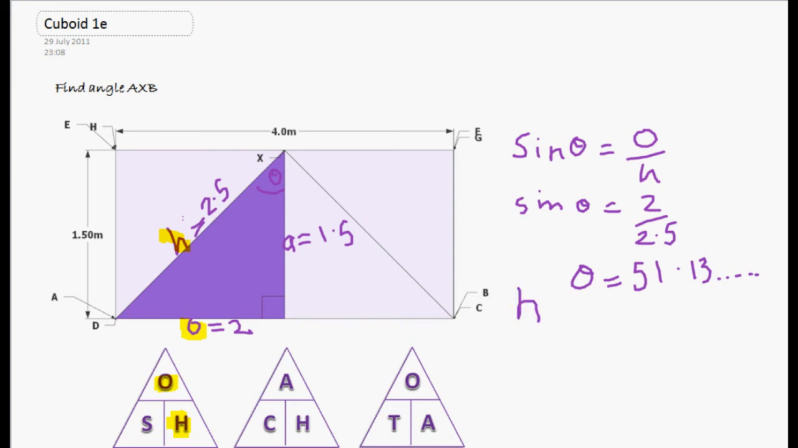Excuse me, sorry, just a bit of rubbish drawing there. I'll just get rid of that and put my cursor in a sensible place this time. Keep an eye on what I'm doing when I'm writing.